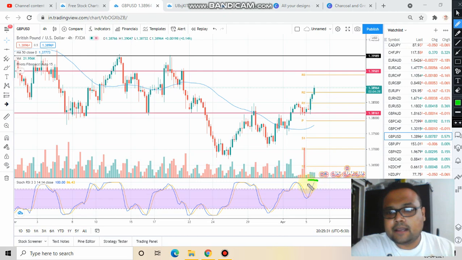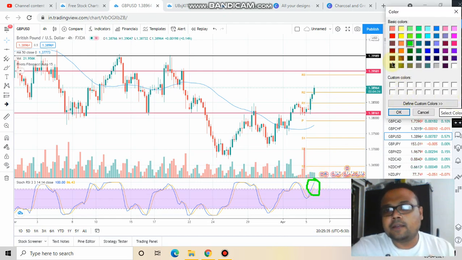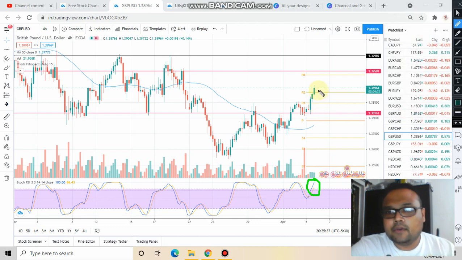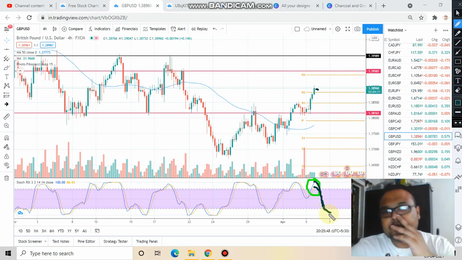And as you can see, the market is also in the overbought zone. So what should you do? You should just wait for the market to come down, and keep your eyes on the stochastic RSI. When stochastic RSI is in the oversold zone, then just look at the position of the price. If you see that price is taking support at this level, then you can go for a buy.